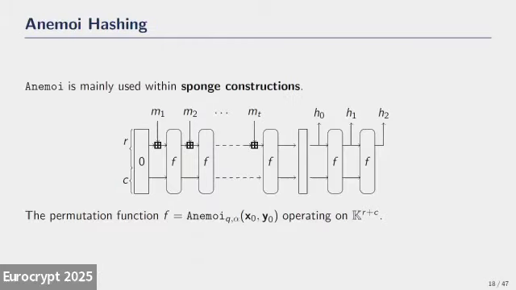Okay, Anemoi is mainly used in sponge constructions. So the problem we will use to define the security is the CICO problem, so constrained input, constrained output.